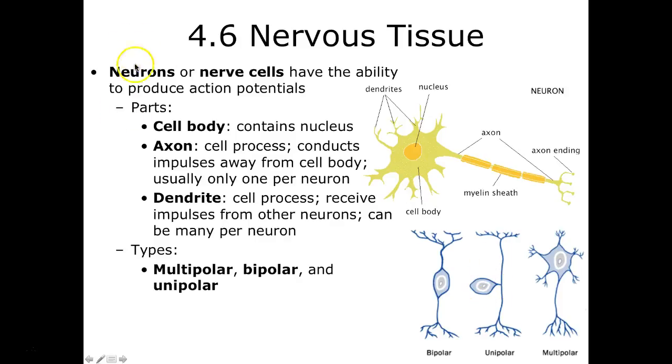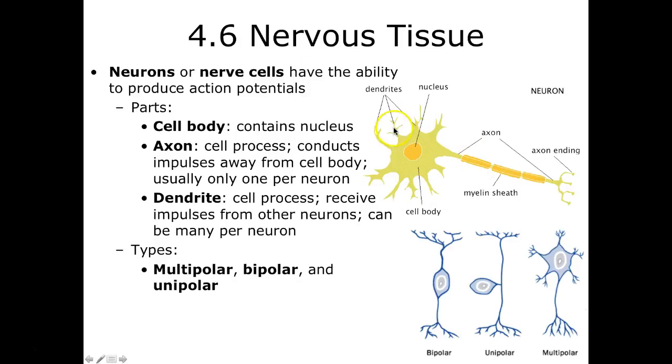So first, let's discuss these neurons. They have the ability to produce action potentials. That's another word for a nerve impulse being sent through the neuron in order to communicate with either another target organ or another neuron.